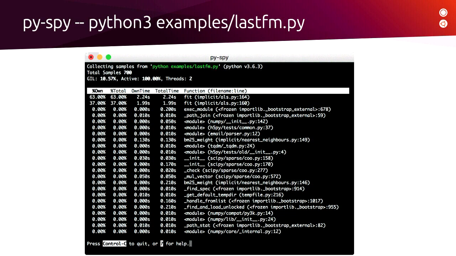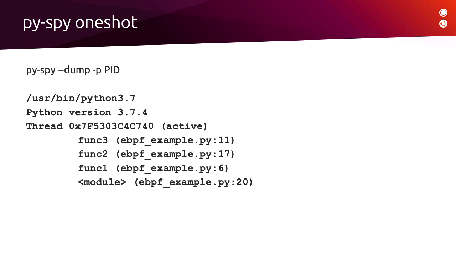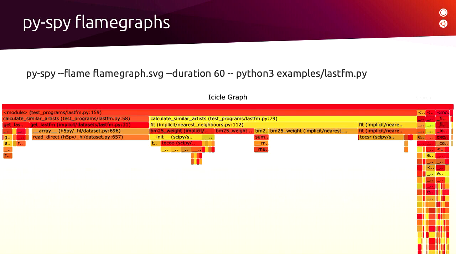But it does have a couple of other interesting modes. One of them is a simple dump mode. That's just a simple command line that prints out the currently executing call stack. That might be interesting in some limited cases. But what's even more powerful is we can visualize that data with flame graphs. And flame graphs, if you've never seen one before, represent the data in your program.